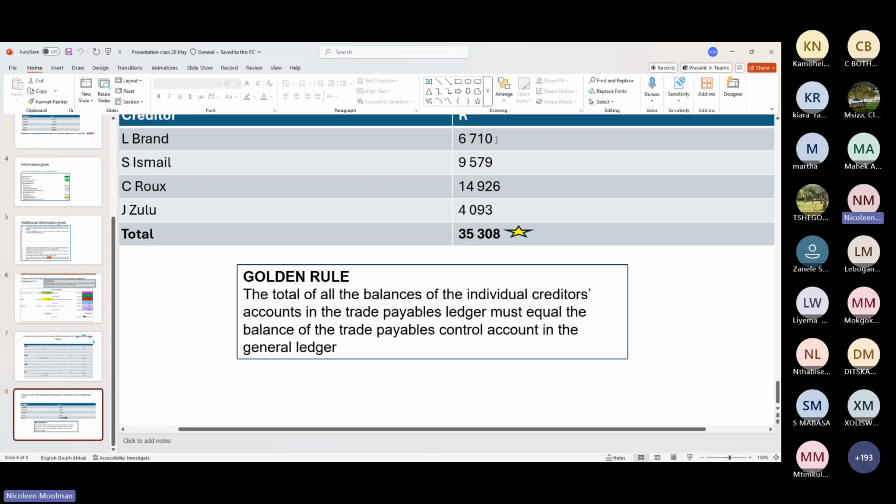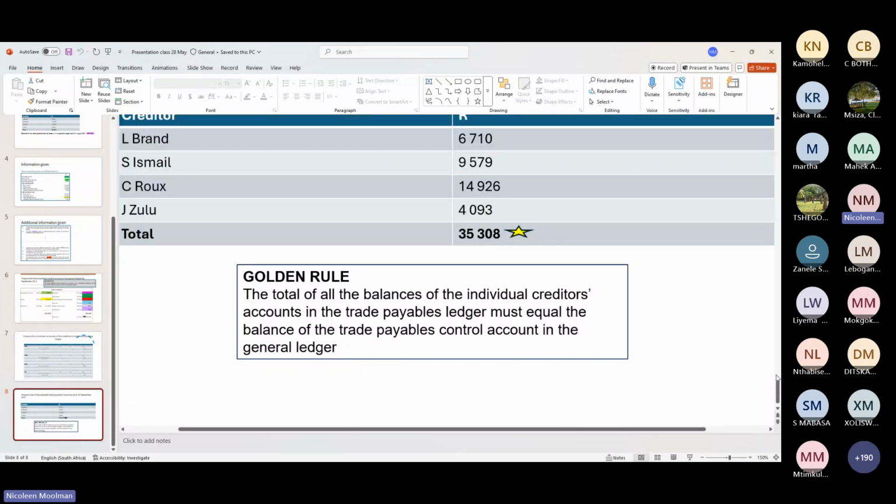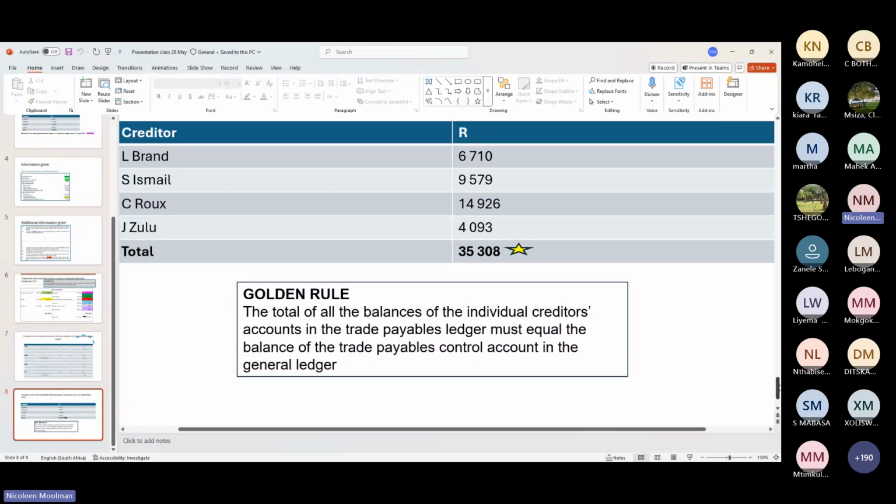Now, if we add all these totals together, we get 35,308. Now that 35,308, if we go back to part A, the required, agrees 100% now. So that's what you should always make sure, that your trade creditors general ledger account agrees back to your listing, because your listing basically summarizes all the balances of your creditors, and your creditors listing should agree back to your trade payables general ledger account.